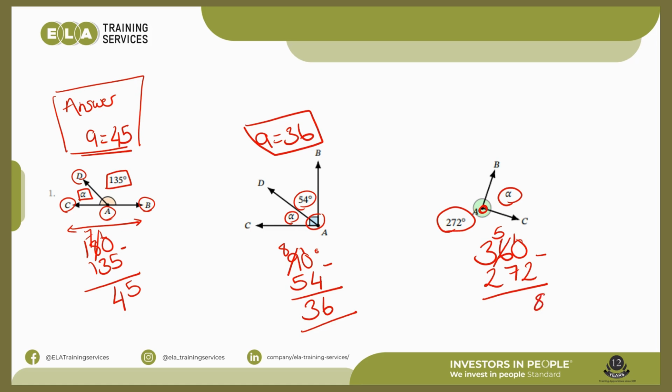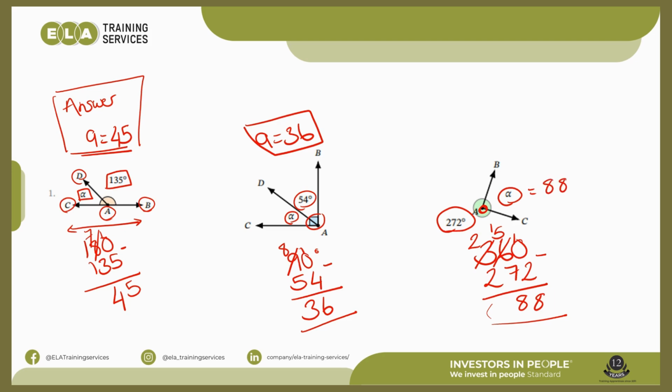7 from 5, we can't do that, we need to borrow again. 3 becomes 2. 5 becomes 15. 15 take away 7 is 8, and 2 take away 2 is 0. So that gives us the answer that A must be 88 degrees.